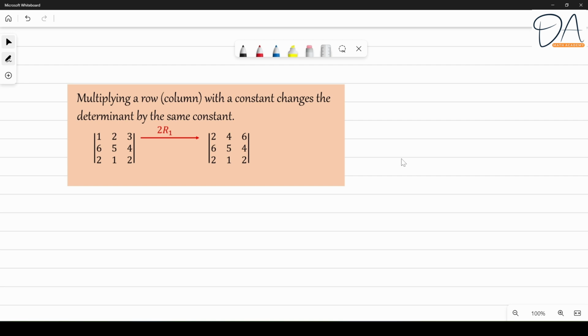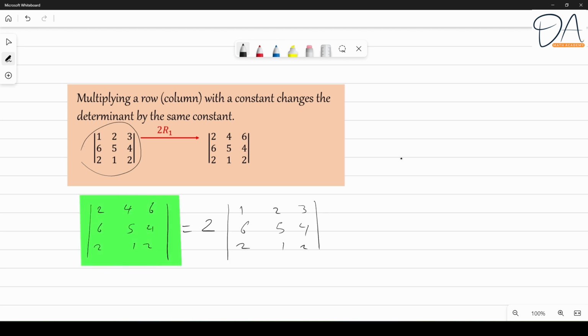The next property is saying that if you multiply a row or a column with a constant, the value of the determinant will change by the same constant. What this is saying is the following. We have this determinant here, and we multiply the first row with 2. So 1 times 2 gives us 2, 2 times 2 gives us 4, 3 times 2 gives us 6. What this property is saying is that this new determinant is twice the original determinant, because we get it by multiplying the original one with 2.